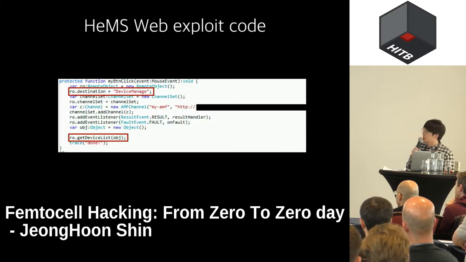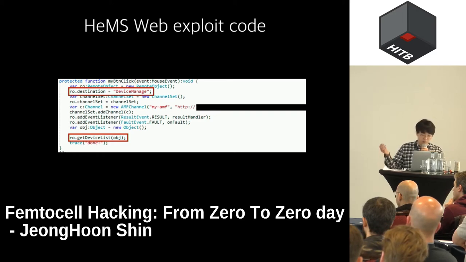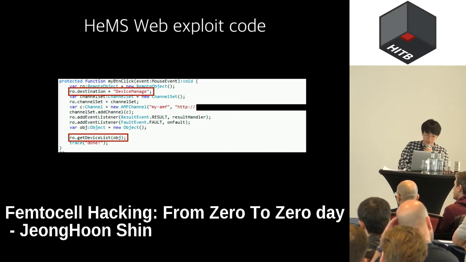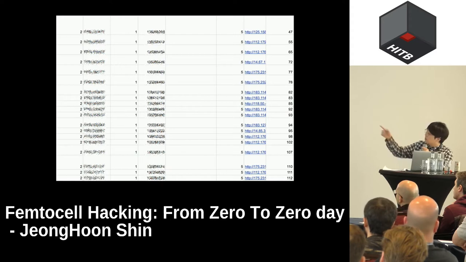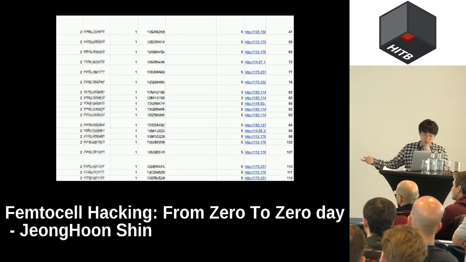This is part of the exploit code. By compiling this code directly, you can get Femto device information. The red box below is the name of destination and operation we got from the last slide. The result was successful. This is the result of the exploit.